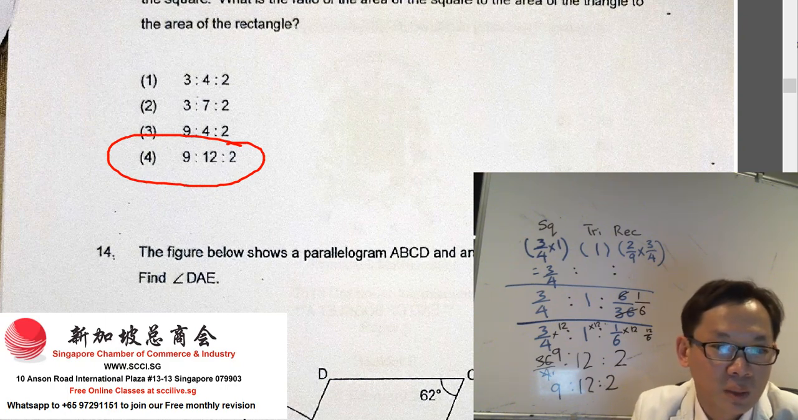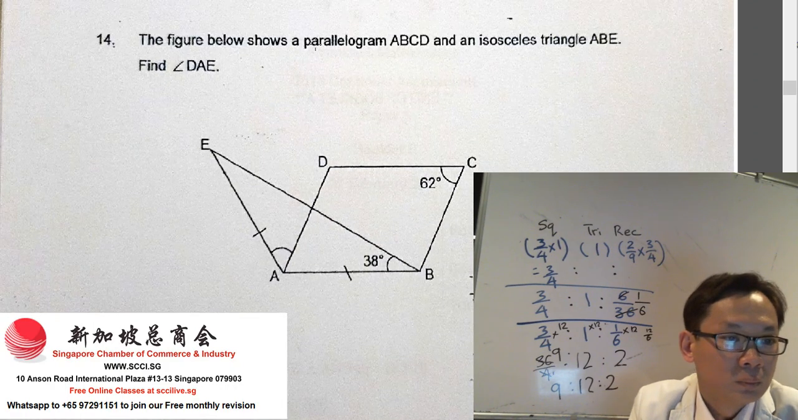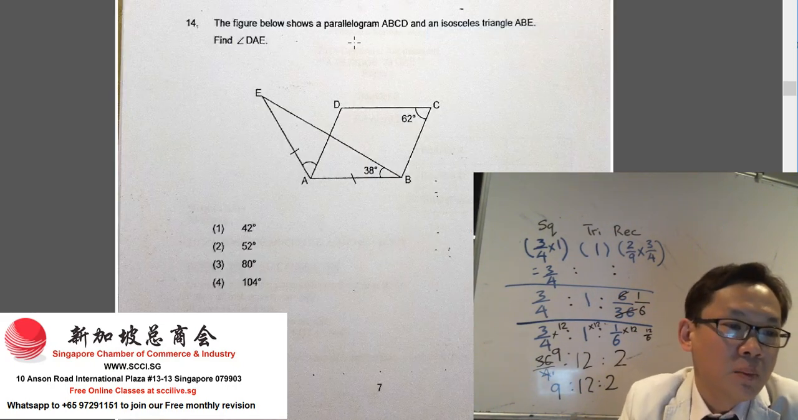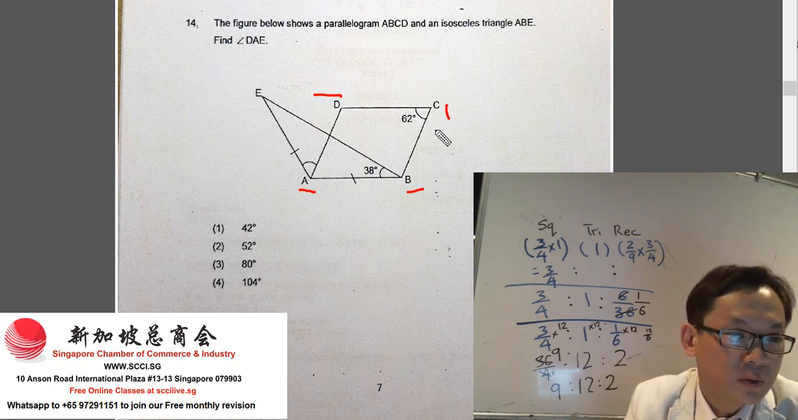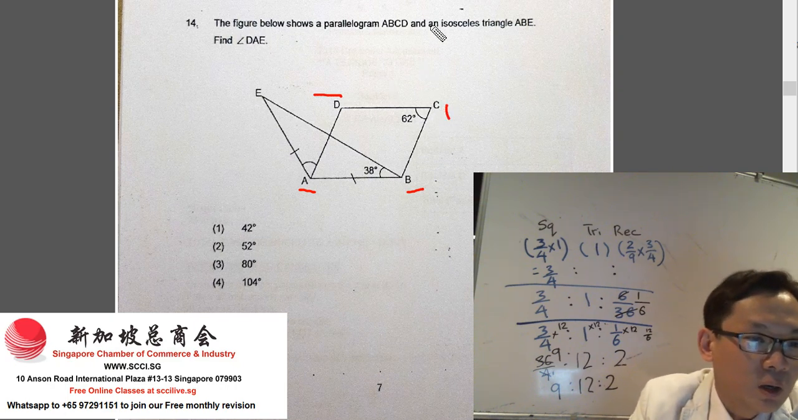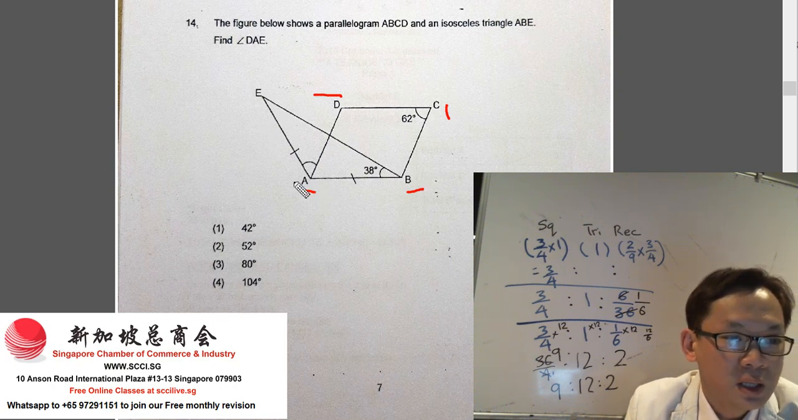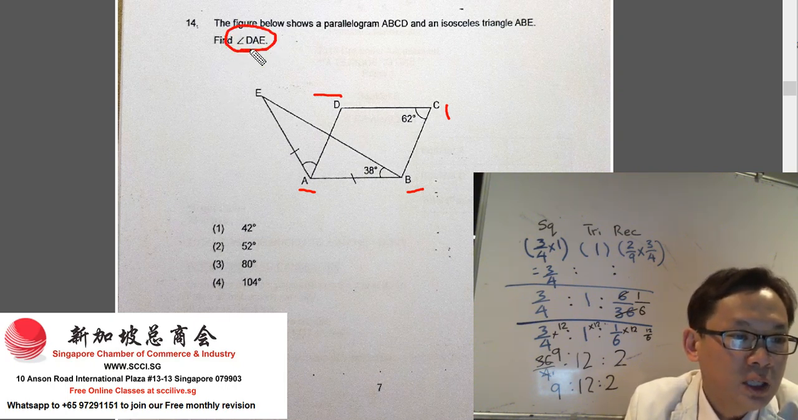Okay, now next itself, let's move on to question 14. Let's take a look at question 14. Let me rub this off first. Okay, let me reduce the size slightly. Okay, the figure below shows a parallelogram A, B, C, D. Okay, this is the parallelogram. Correct? Now, remember, we have an isosceles triangle ABE. This is an isosceles triangle. So now we are supposed to find angle DAE. Okay, so let's look at it. What is DAE? Okay, let's move up a bit. Let me increase the size.